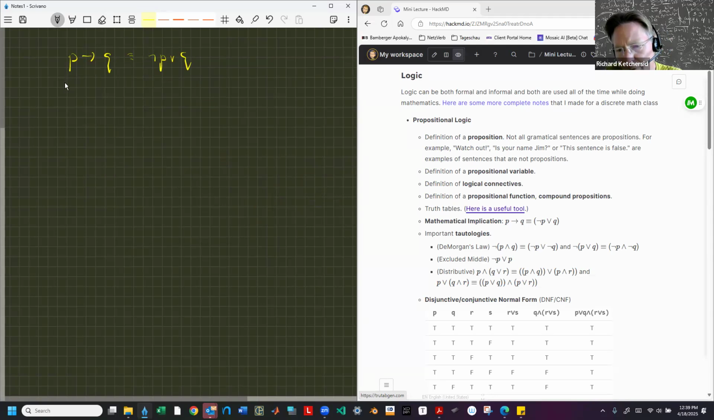I'm sure it has a name. I actually don't know what the name is. Here's another very important one: not P or P is equivalent to true. That's just always true. This is called excluded middle, and that one is sitting right here.